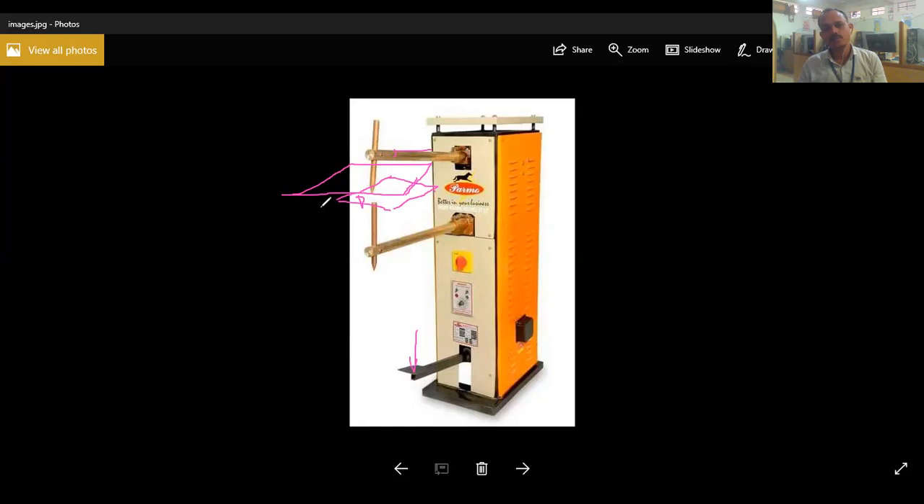And as I put the workpiece in between these two electrodes, there is resistance. Resistance means the flow of current creates resistance. Due to that, heat is generated at this point. And due to that heat, the sheet metal is converted into a plastic mold. And due to the pressure we applied with the foot, it gets combined.